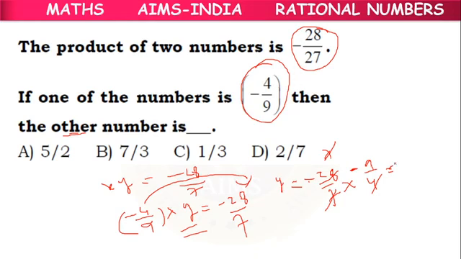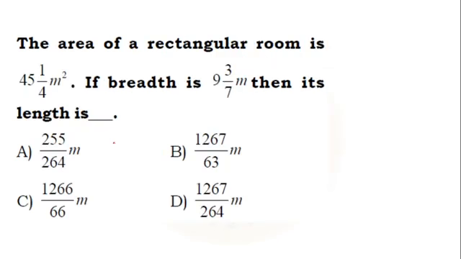Okay, the other number we are getting is 9 here. Minus 28 by 27. 4 sevens are 28, 9 threes are 27. So what is remaining? Minus into minus is positive. Numerator part 7 is there, denominator part 3 is there. So plus 7 by 3 is the right answer. Next.